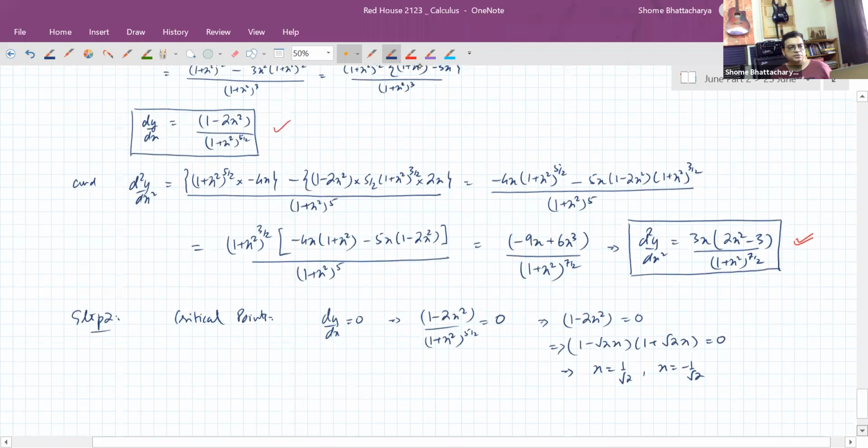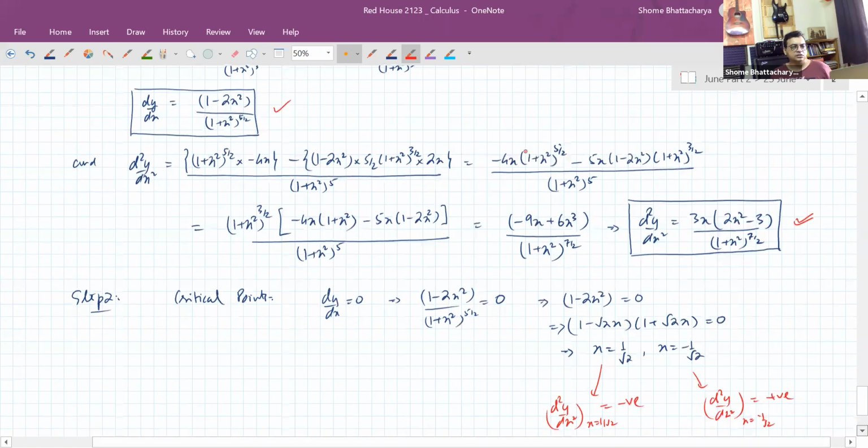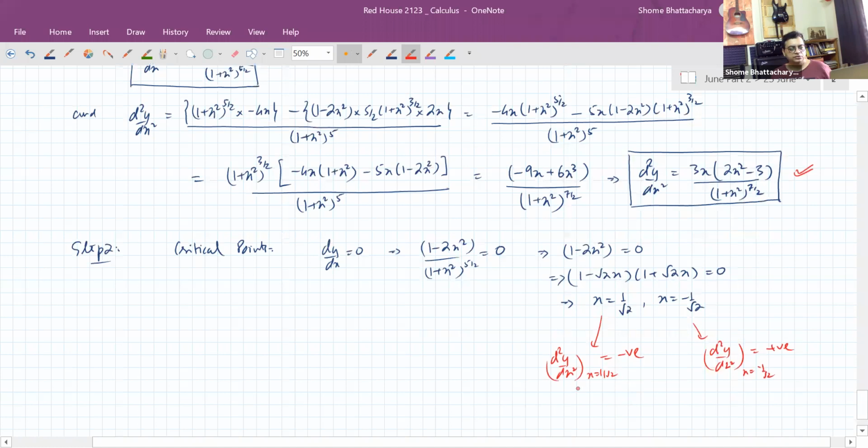And when we substitute this in the second derivative, we will see that d2y by dx square for this term will come out to be negative, whereas d2y by dx square for this term will come out to be positive. I'm not doing the full calculation. You can just substitute these here or here. You'll find it easy enough to see why they become negative and positive. So we'll have local maxima at x equal to 1 by root 2, and we'll have local minima at x equal to minus 1 by root 2.